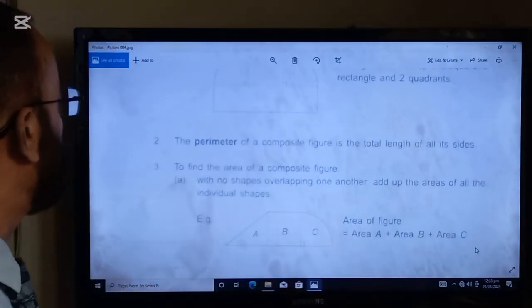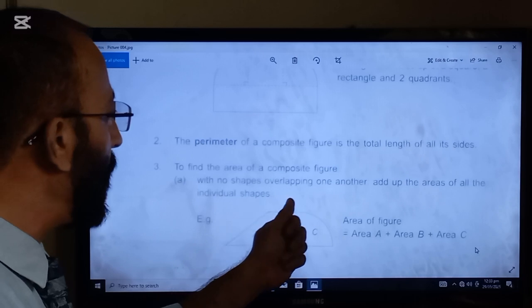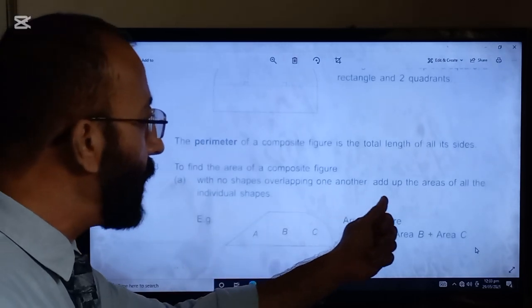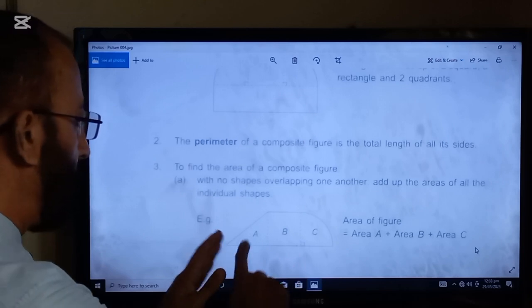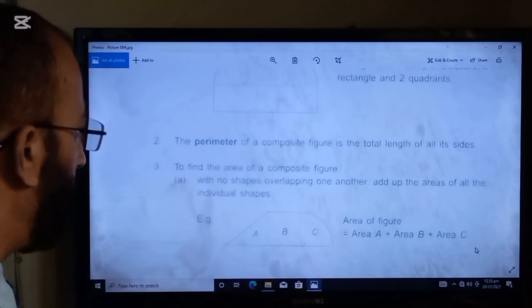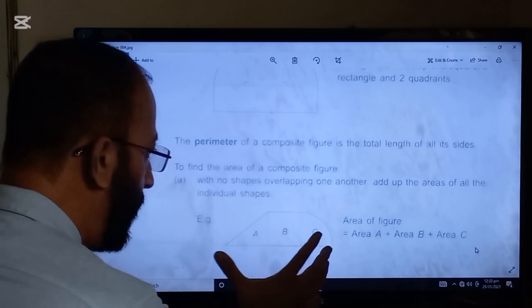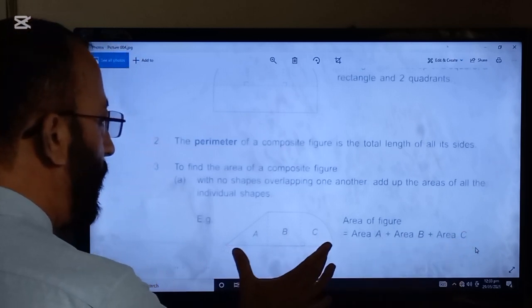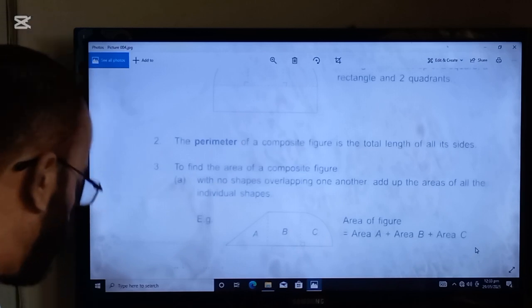Remember it. To find the area of a composite figure with no shapes overlapping one another, add up the areas of all the individual shapes. So for example, here is a composite figure. We will find the area of A, then B, then C, and finally add them to find the area of the full figure, because no portion is overlapping.